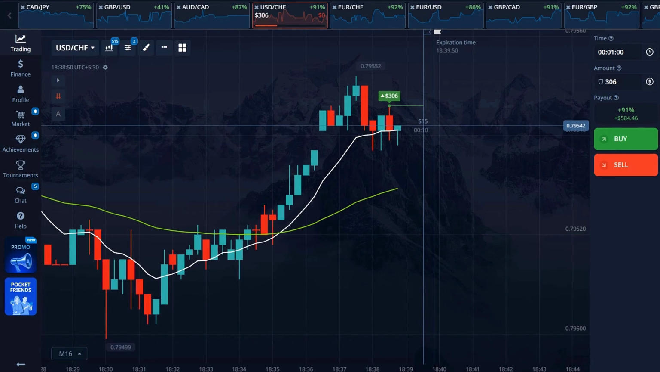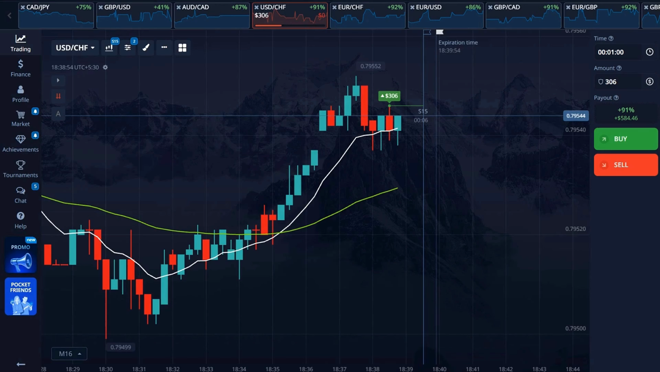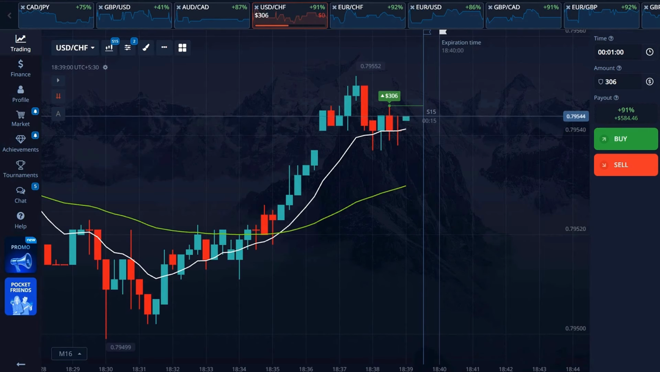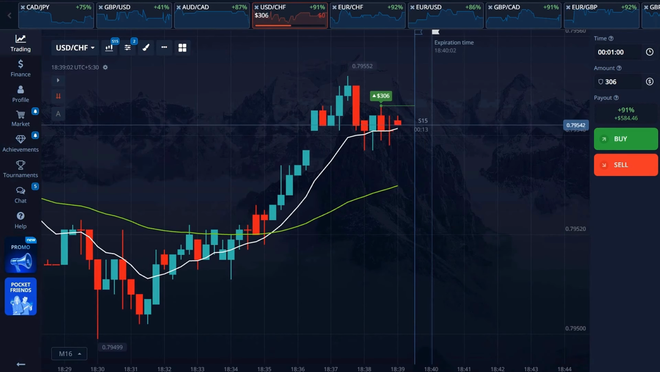The pullback candle touched the EMA and slowed down, suggesting that buyers were still present and defending the trend. The next candle opened with bullish intent, and that gave me enough confirmation to take a 1-minute buy trade, expecting a continuation in the same direction.